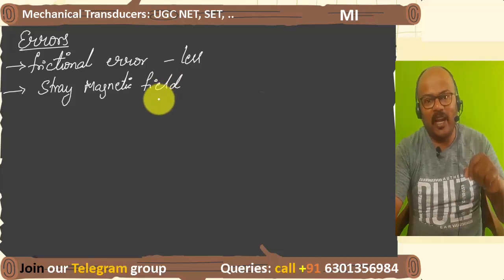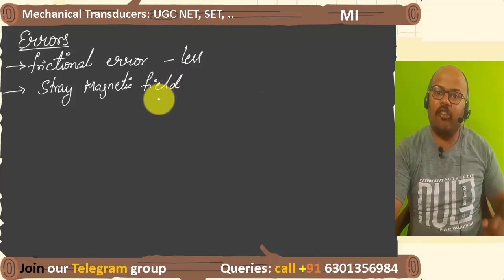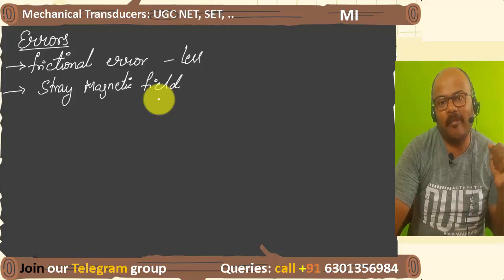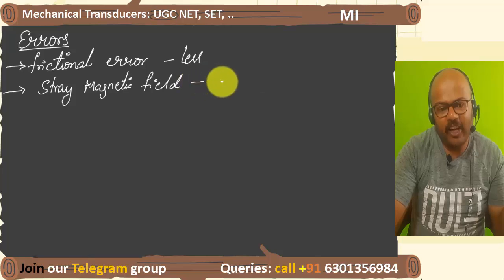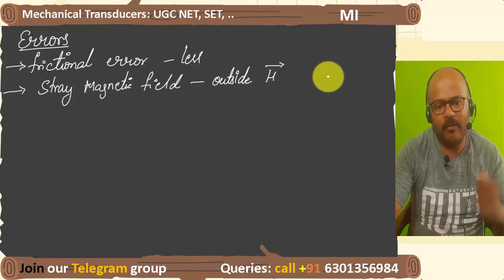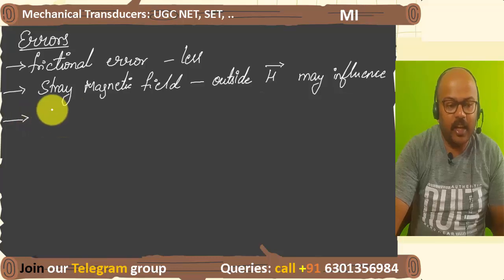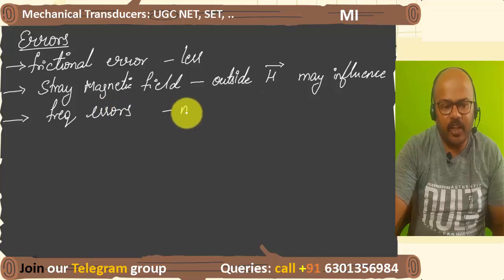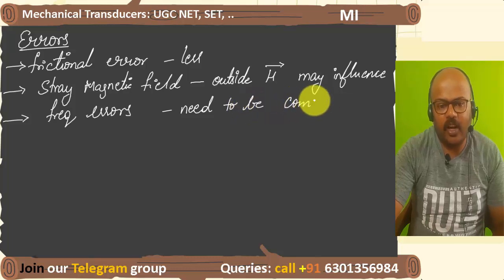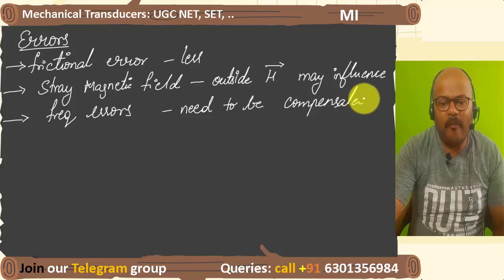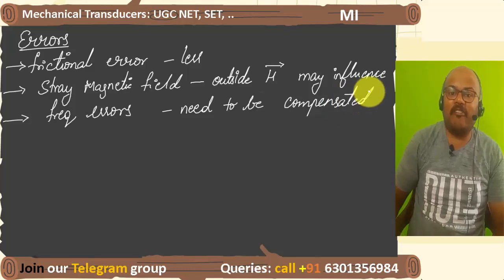The second one is stray magnetic field error. In the case of PMMC, inside there was a strong magnetic field. Outside, whatever may be the things, it was not dominating. But here, an outside magnetic field may influence. Very, very important. Next, frequency error, which needs to be compensated. Already we have discussed how to compensate.